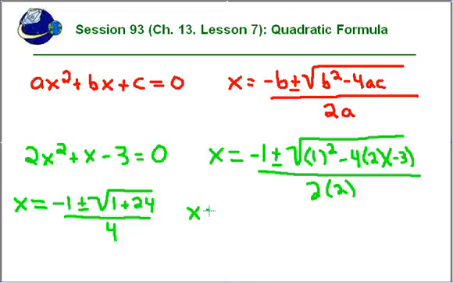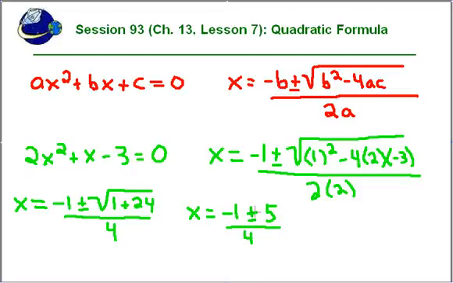Simplify even further here. x equals minus 1 plus or minus the square root of 1 plus 24. Well, 1 plus 24 is 25. What is the square root of 25? Well, it's 5. So what we can have here now is minus 1 plus or minus the square root of 25, which is just simply 5, all over 4. At this point now, this might be good enough for many situations, but let's go ahead and take it out even further to find out what our two different values are.